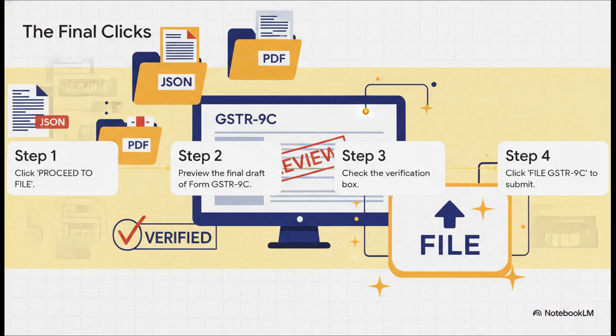And now, for the final clicks. Once your JSON and your PDFs are uploaded, you'll hit Proceed to File. This brings up a preview of the entire GSTR-9C form. Please take your time and review this carefully. Once you're happy with it, you just check the little verification box and click that Final File GSTR-9C button.